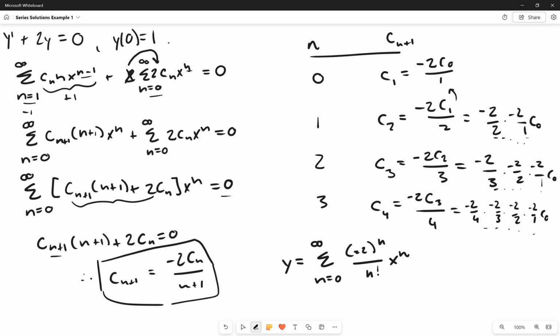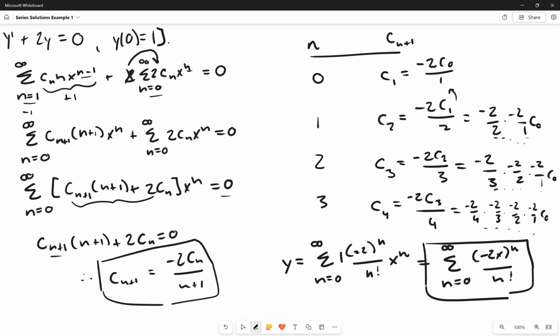And I can combine this, and I will, but first I want to go back to the boundary condition we were given. This says that y of 0 is equal to 1. So for us, what this is going to mean is there just is going to be a 1 here. We don't have to worry about anything special. This is a really easy boundary value problem. So we know that y, I'm just going to rewrite it, is just the infinite series from n equals 0 to infinity of negative 2x to the nth power over n factorial. And that is the series solution for this boundary value problem.